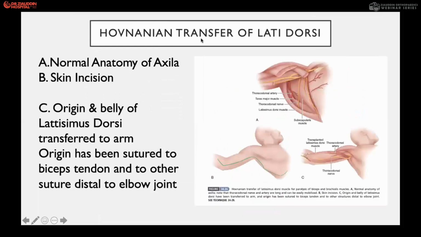Here is the Hovenius transfer of the latissimus dorsi. A big incision is given to detach the latissimus dorsi and bring it anteriorly, and then attach it to the biceps tendon to have the flexor movement with the latissimus dorsi transfer.